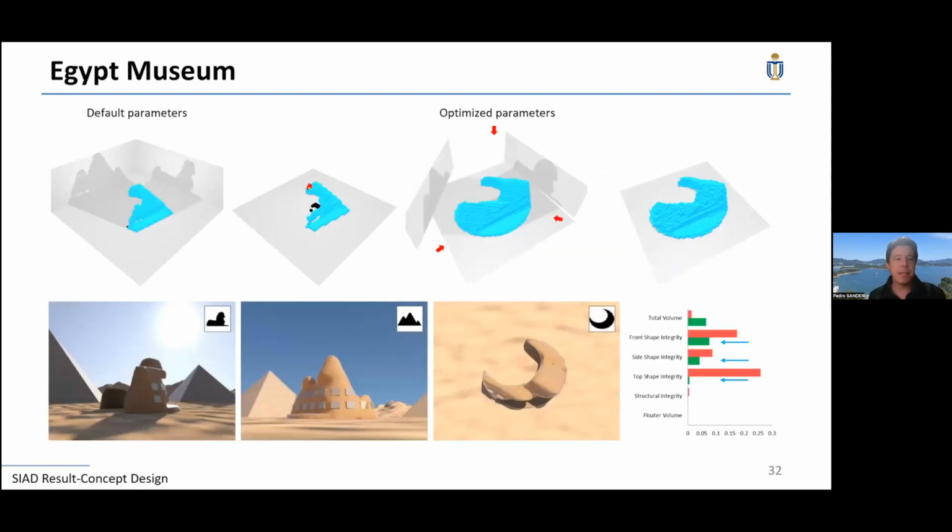So now we can see some final results, some cool final results. Here are 4 architectural prototypes that were generated with this method. We'll go one by one, starting here with the Egypt one.